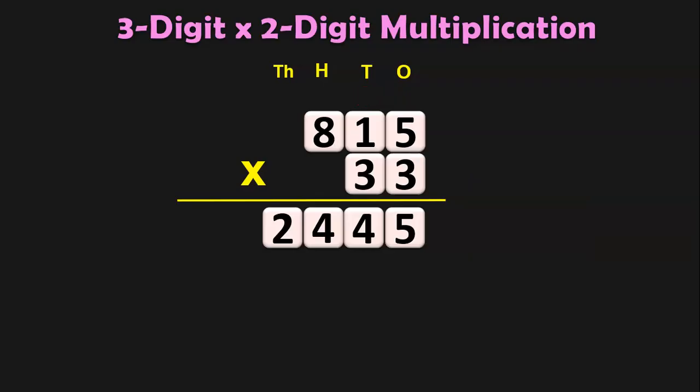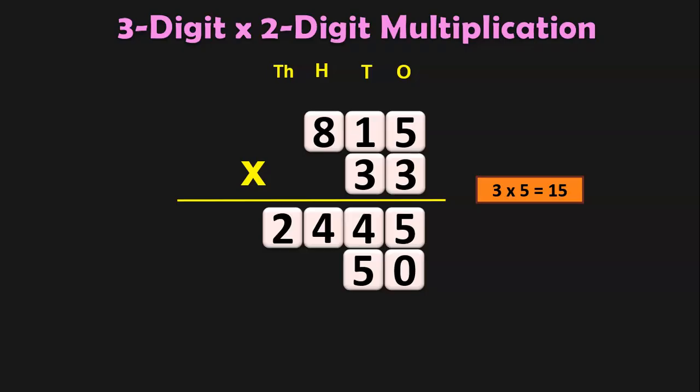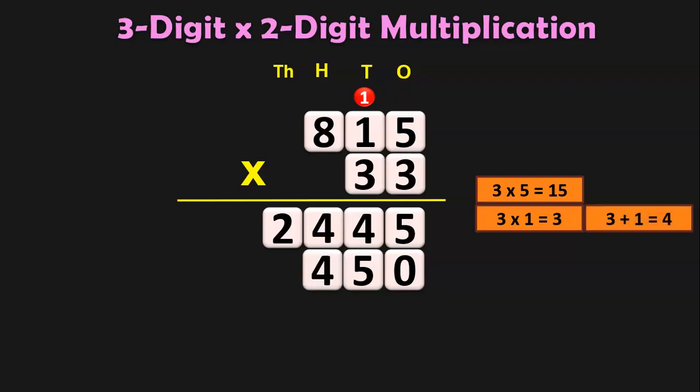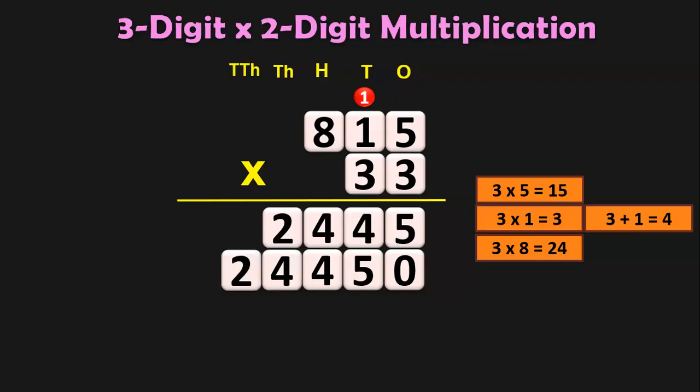Clear all these calculations. Next, we have to multiply 815 by 30 because the next 3 is there in the tens place. Before doing that, what you should do? First, you should add a 0 in the ones place. Next, multiply 3 by 5. 3 by 5 is 15. Regroup that, you get 5 in the tens place and 1 will be carried over. Next, 3 into 1 is 3. 3 plus 1 is 4. Next, 3 into 8 is 24. So, 4 in the thousands place and 2 will move to the 10,000s place.